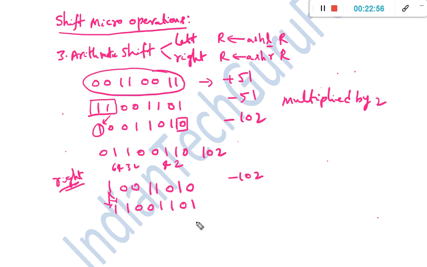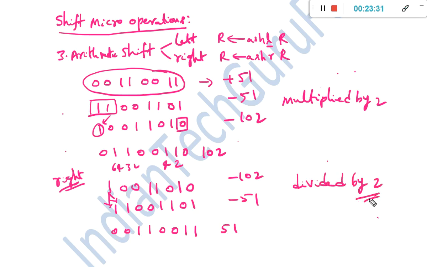To find out the magnitude, because it is in 2's complement representation, we need to change it once again into 2's complement representation. So this one already there, 1, exchange: 1 0 0 1 1 0 0. So this is 51, the magnitude is 51. So we got the value minus 51. Now we can conclude that even though we have taken a negative number, if we perform the arithmetic right shift operation, it will always be divided by 2.